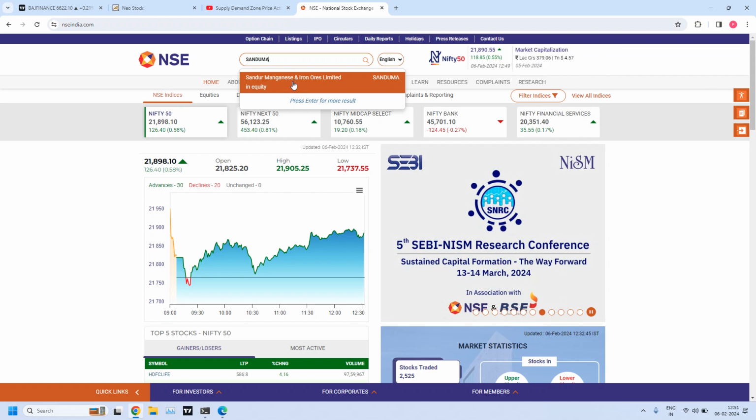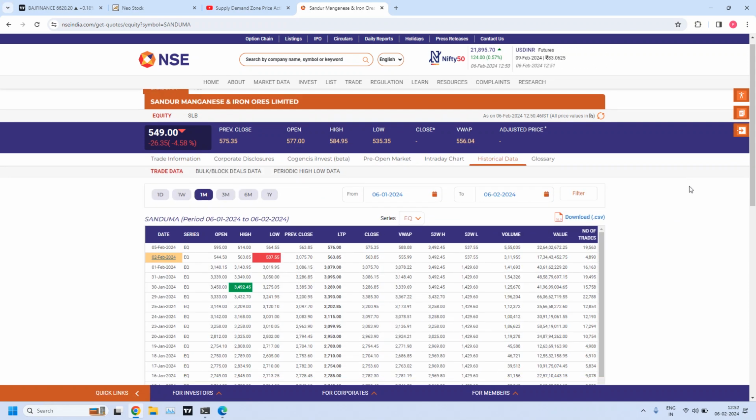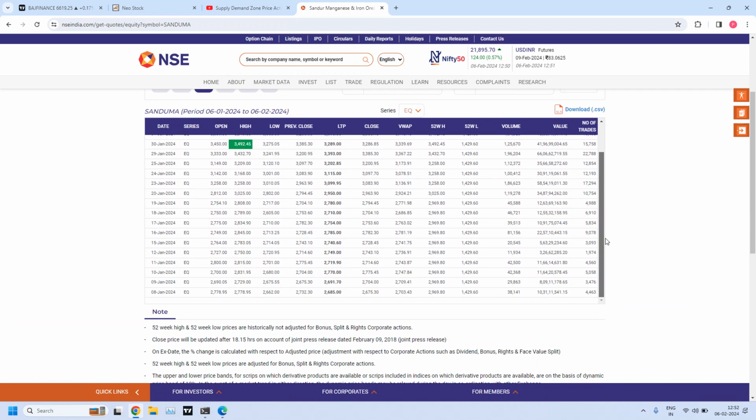That means corporate action has been done recently. That is Sandur Manganese and Iron Ores Limited. Okay, where to see the historic data? Here. So here we have options: trade information, corporate disclosures, intraday charts and historic data. See the historic data. Click on this historic data. You will see all the previous data that NSE is showing to us. See, some historic data they have given.